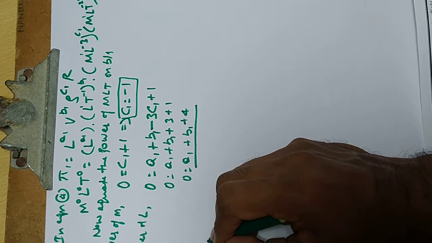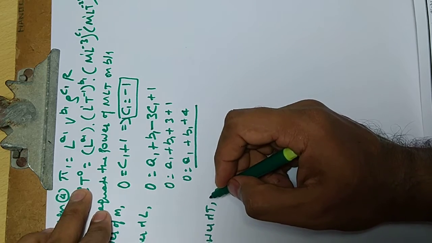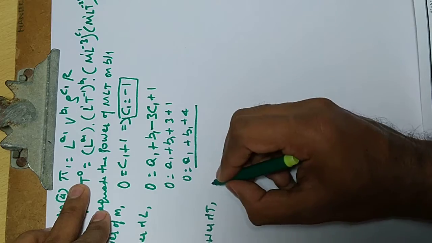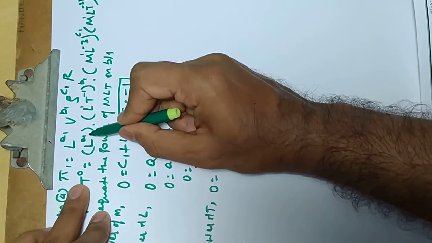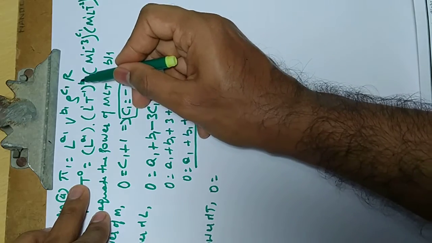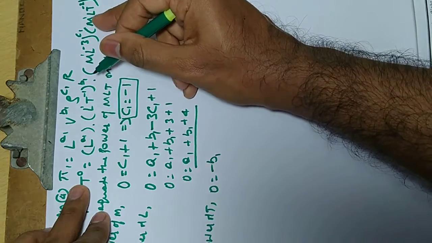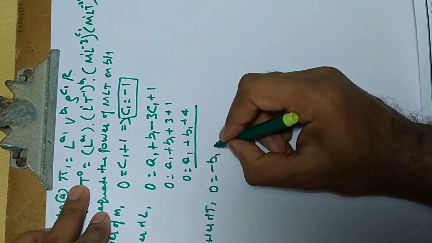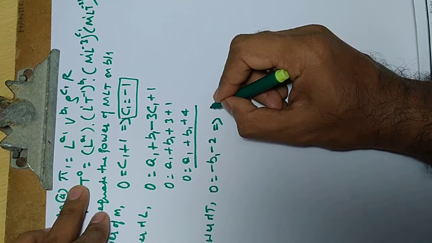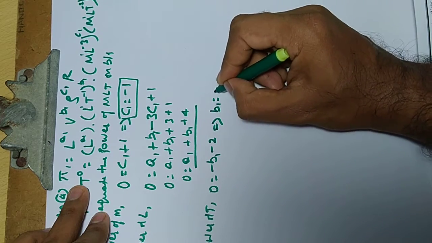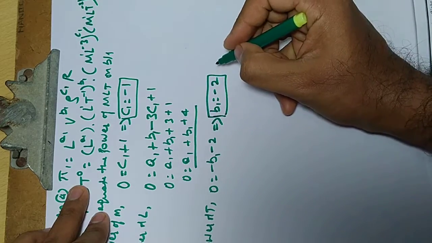Next, M L T, power of T. Equate the power of T on both sides. The power of T in the left hand side is 0. In the right hand side, there is T here, minus 1 into b1, then next here is the minus 2. So b1 is equal to minus 2.